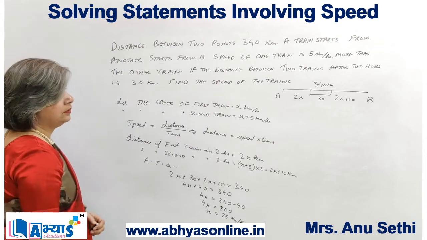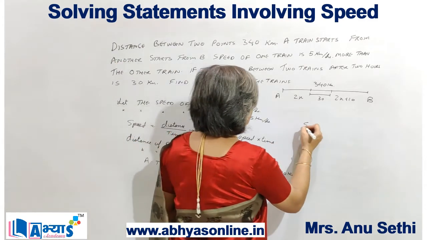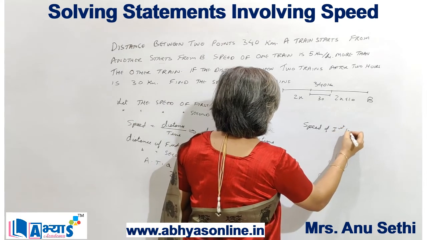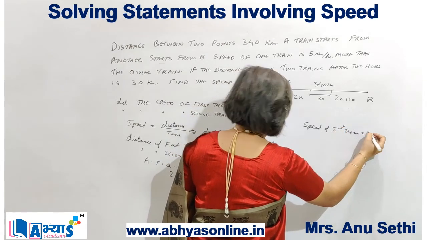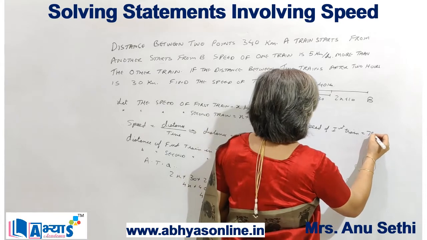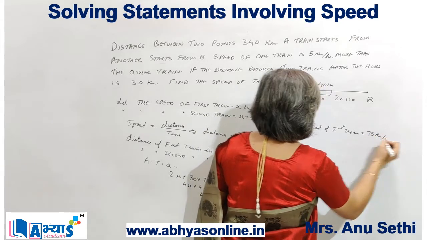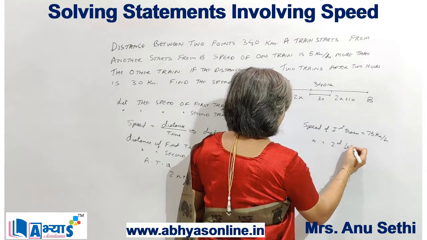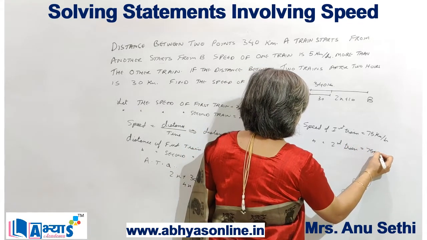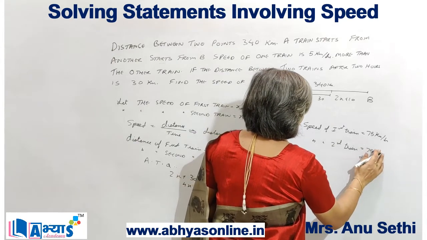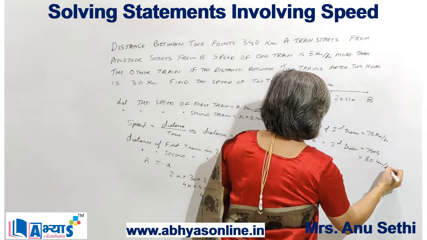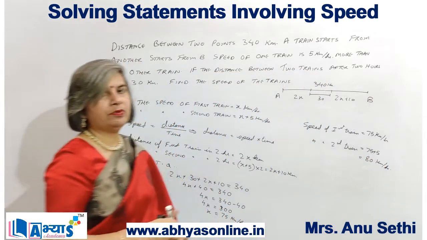So we can say that the speed of first train is equal to 75 kilometers per hour, and the speed of second train will be 75 plus 5, that means 80 kilometers per hour. So this is how we can solve these type of questions.